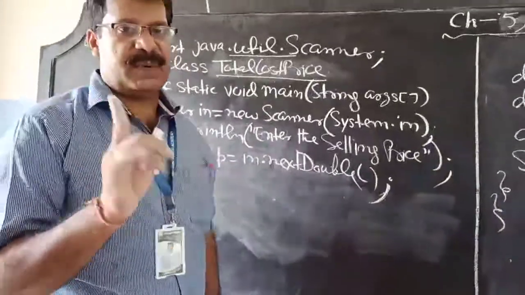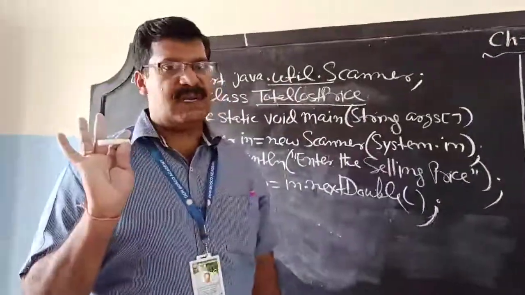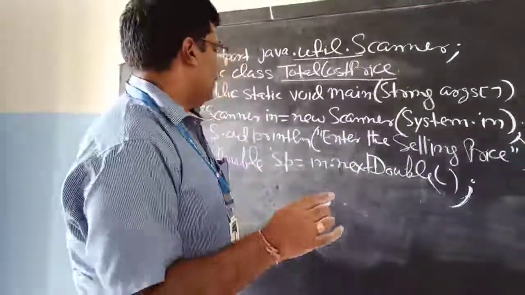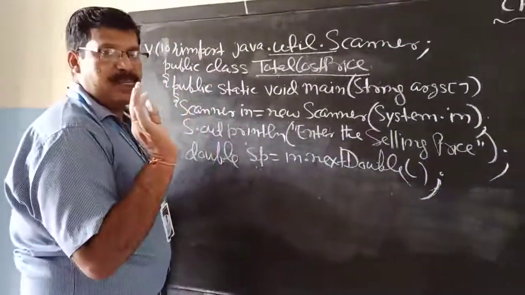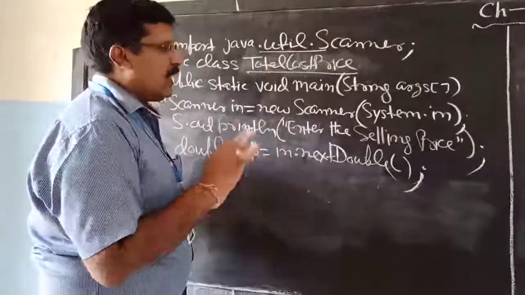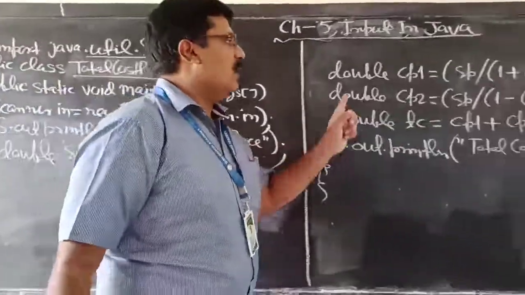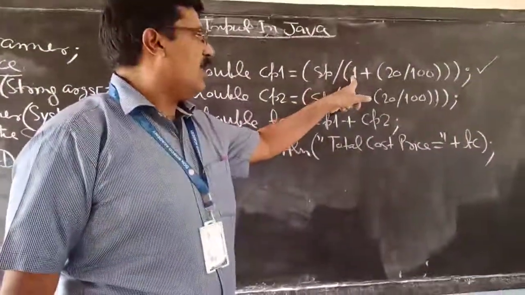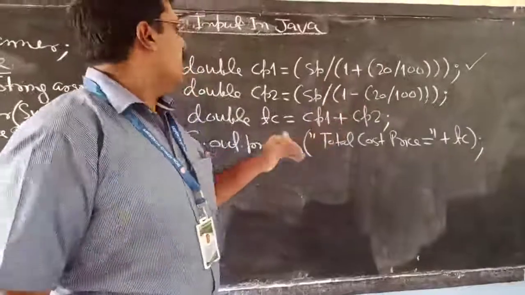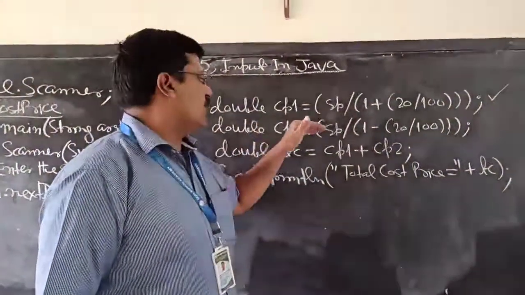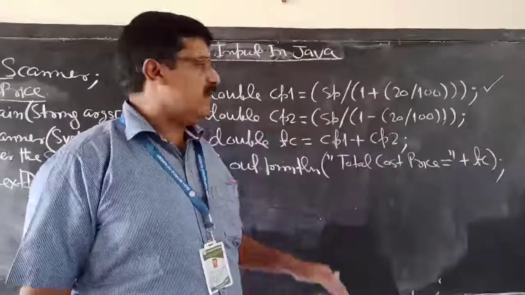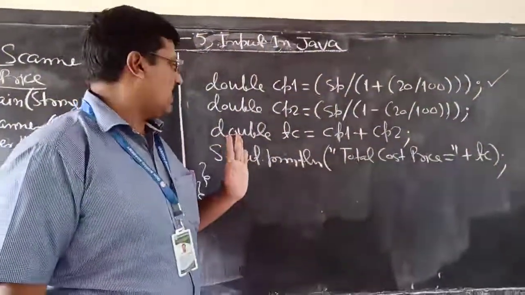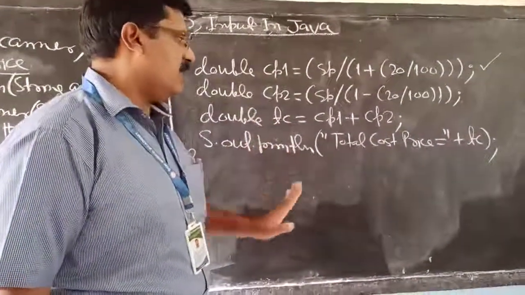So once again see, the question was that a shopkeeper sells two calculators. The first one gets 20% profit, the second one gets 20% loss. Both the calculators have got the same selling price, so we have input the selling price. We have to find out the total cost of both the calculators. According to the formula, the cost price of the first calculator is SP by 1 plus 20 by 100. When it is loss, CP2 equals SP by 1 minus 20 by 100. So you have calculated the CP of both the calculators, added them, that is the total cost, and printed the total cost.